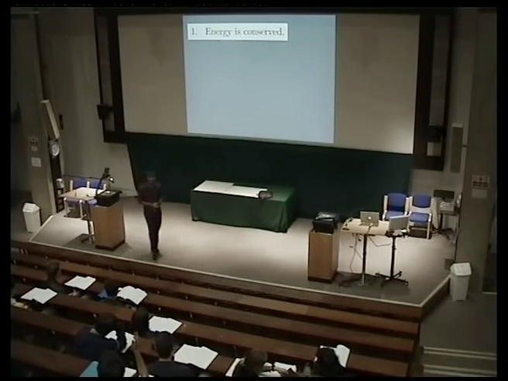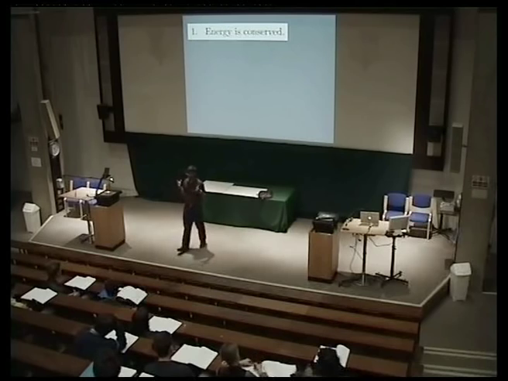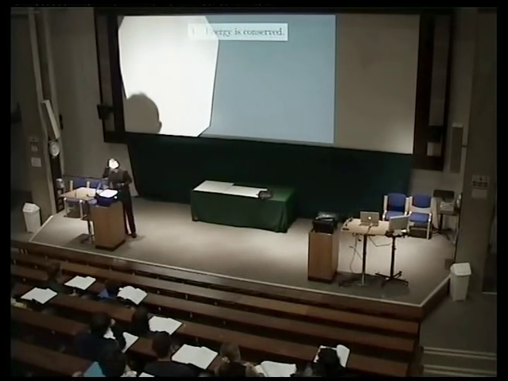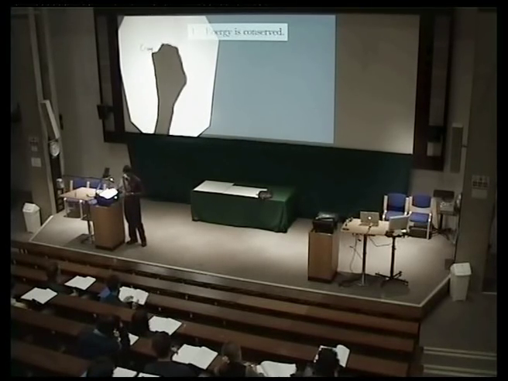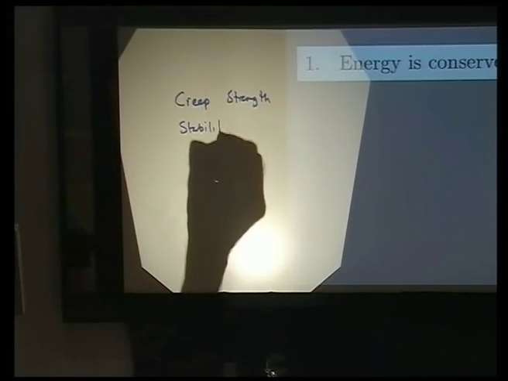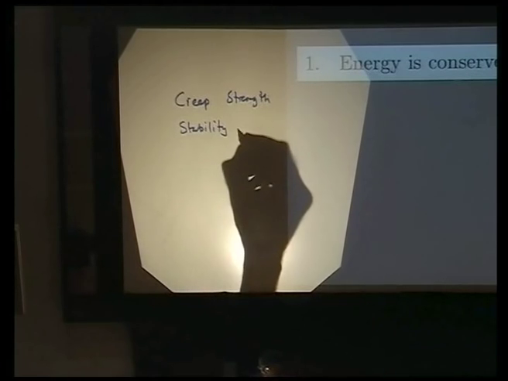That's very good. So we want a very stable microstructure. Okay. So we'll just make a note of that. First of all, we want creep strength. We want stability of the microstructure, because we carefully design a microstructure. We don't want it to change very rapidly. Anything else?